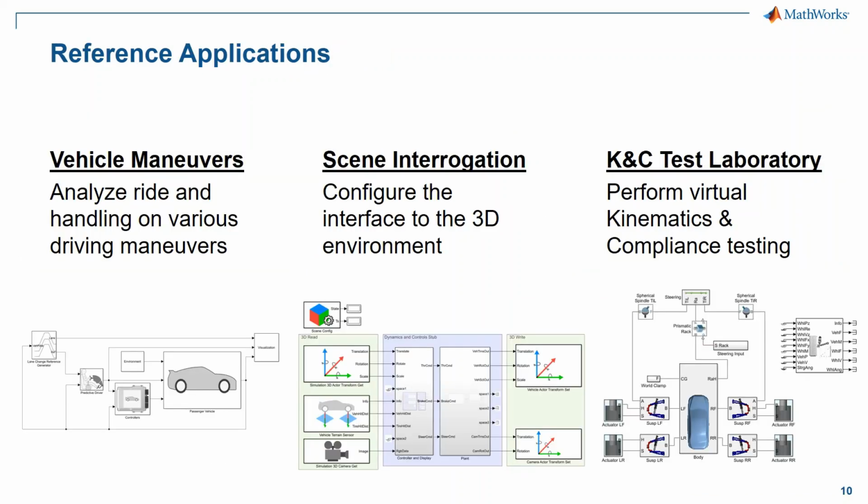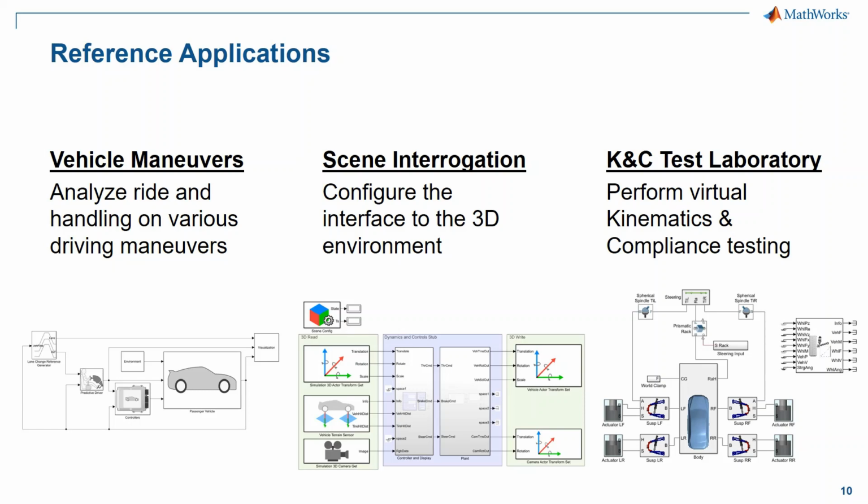Now we have the block library, we have the connection to the Unreal Engine. We put these together into reference applications. So there's a variety of those depending on what you're trying to do. If you're looking at vehicle maneuvers where you want to analyze the ride and handling, then we have a variety of different test procedures you can run with those, such as the double lane change you saw in the beginning. But of course, you could customize that for your particular needs.